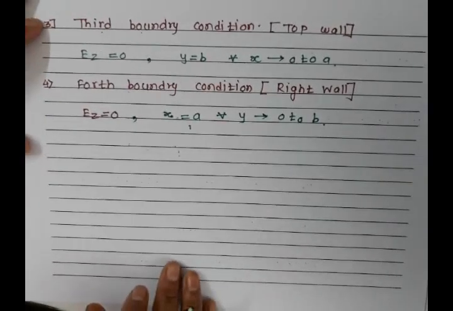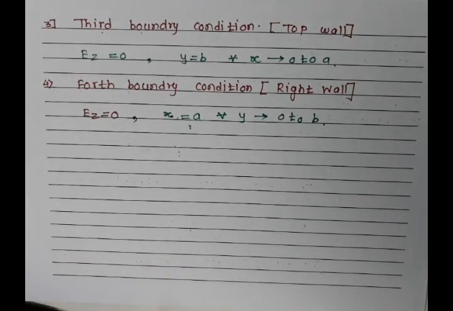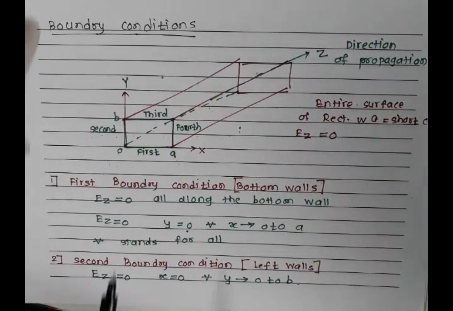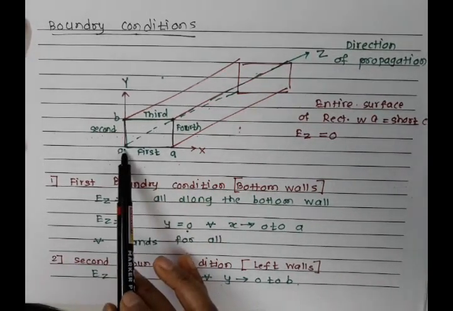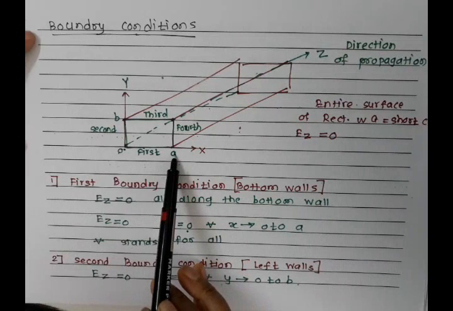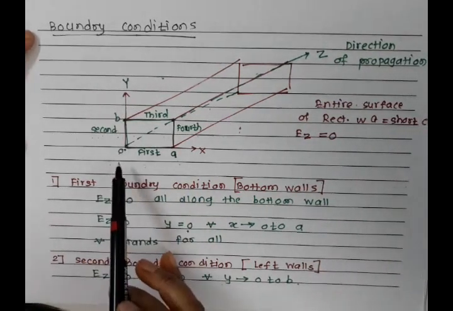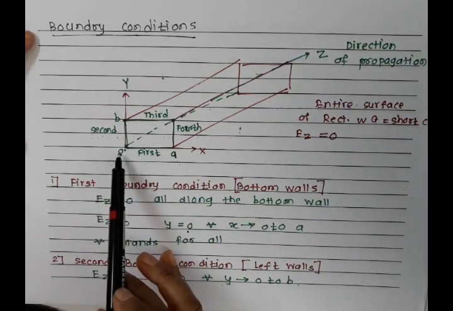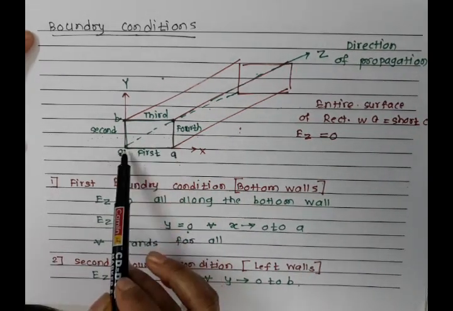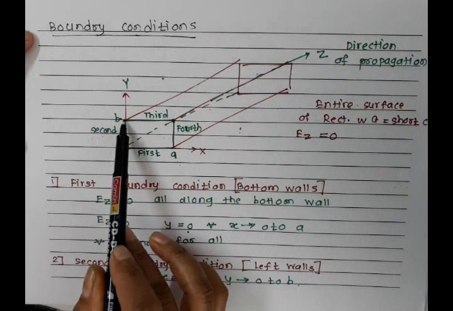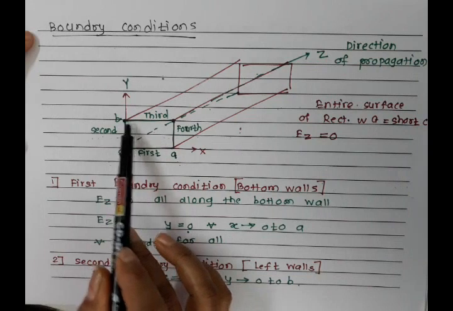As we have already gone through the four walls, again we'll take a look at what we have seen previously. In the bottom wall, your Ez is equal to 0, y is equal to 0, and x varies from 0 to a. In the second boundary condition, left side, x is equal to 0 and y varies from 0 to b. The third boundary condition is the top wall, where y is equal to b and x varies from 0 to a.